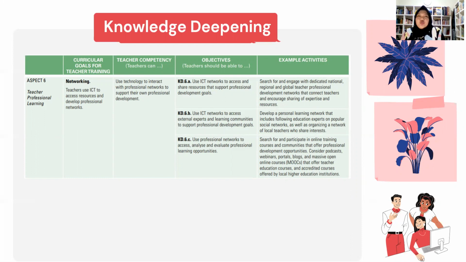The next objective will be use ICT networks to access external experts and learning communities to support professional development goals, by developing a personal learning network that includes following education experts on popular social networks, as well as organizing a network of local teachers who share interests. The last objective in this aspect will be use professional networks to access, analyze, and evaluate professional learning opportunities by searching for and participating in online training courses and communities that offer professional development opportunities and others.